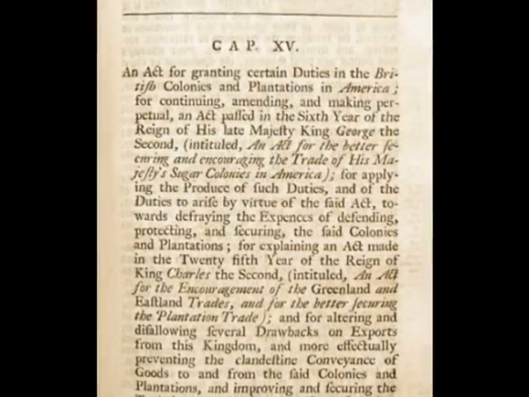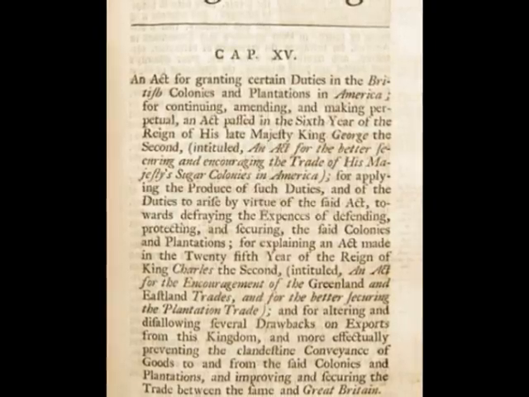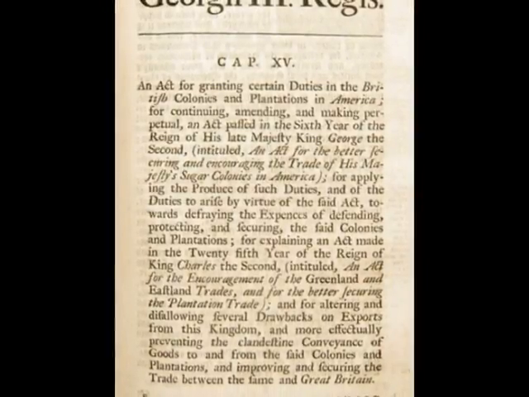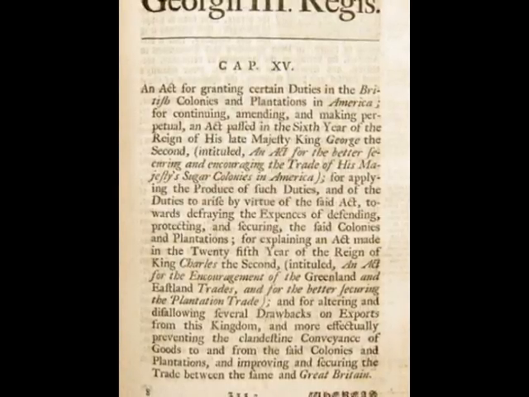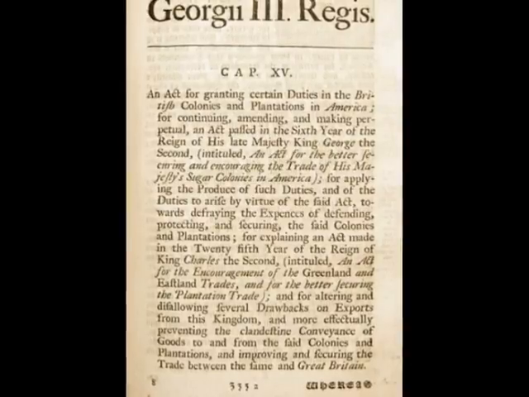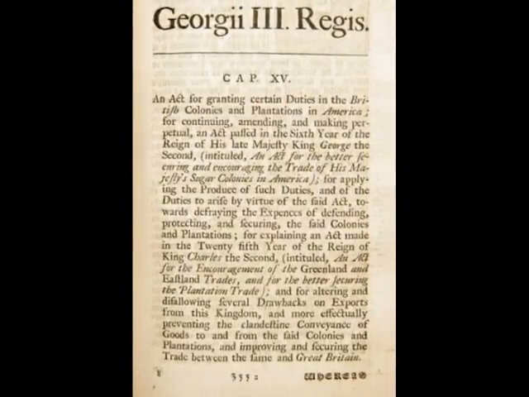The Sugar Act and the Stamp Act were both repealed in 1766. But soon after they were repealed, Britain invoked the Declaratory Act. The Declaratory Act simply stated that the British Parliament had as much power in the colonies as it did in England. In 1767, a new set of laws were invoked, called the Townshend Acts.